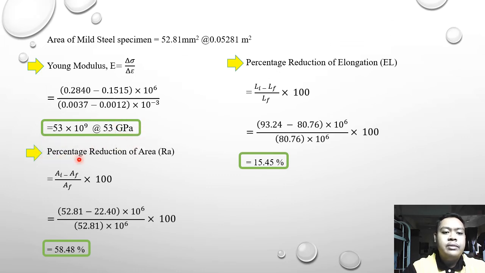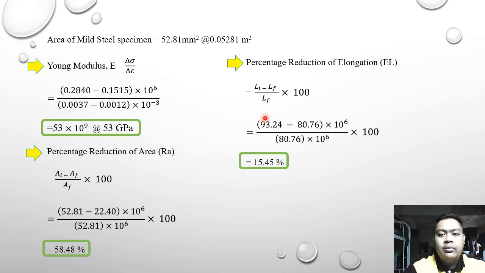The second is the percentage reduction of the area. We use the same equation and insert the area before and after, and we divide, times 100, and we get 58.48%.